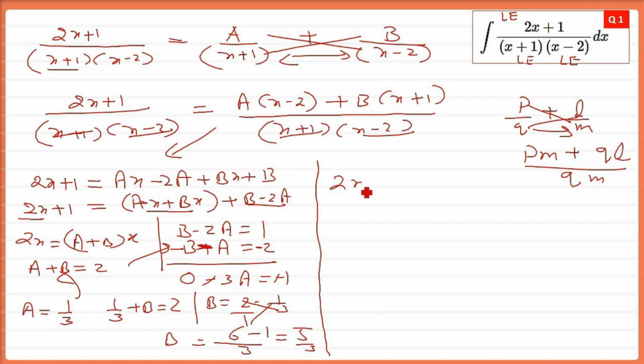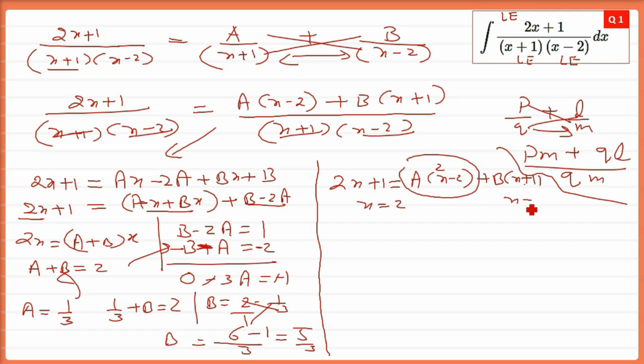Now when you have 2x plus 1 equals a into x minus 2 plus b into x plus 1, it's quite obvious that when you put x equals 2, 2 minus 2 will be 0, and the first term with a will be eliminated. When you put x equals negative 1, minus 1 plus 1 will be 0, 0 into b will be 0. So the second part will be eliminated.